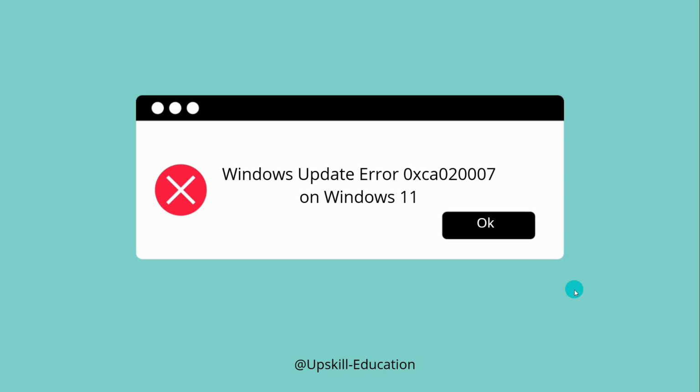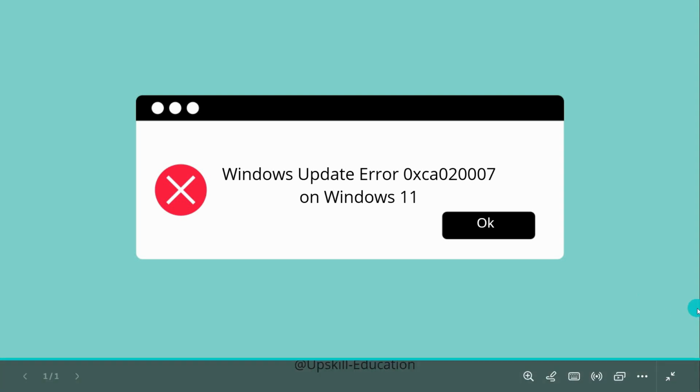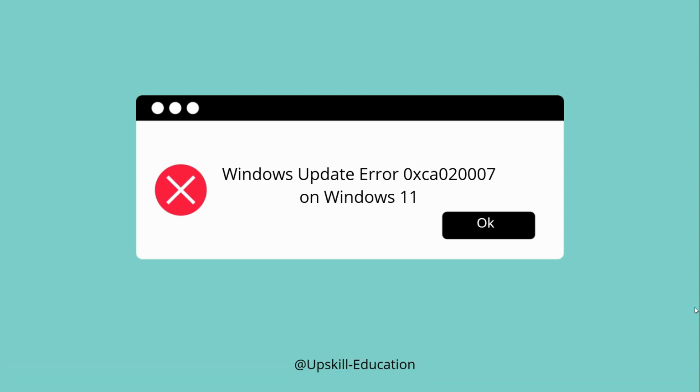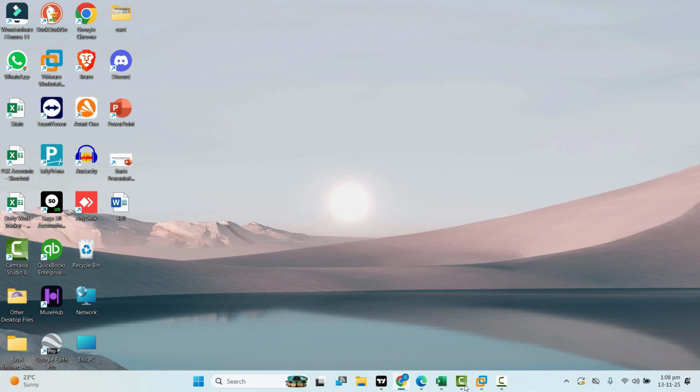In this video, we are going to see that if you get the Windows update error code 0xca020007 in Windows 11 or Windows 10 computer, here is a quick solution or a couple of solutions for you, and one of them might definitely work for you. So without further ado, let's get started with this video.